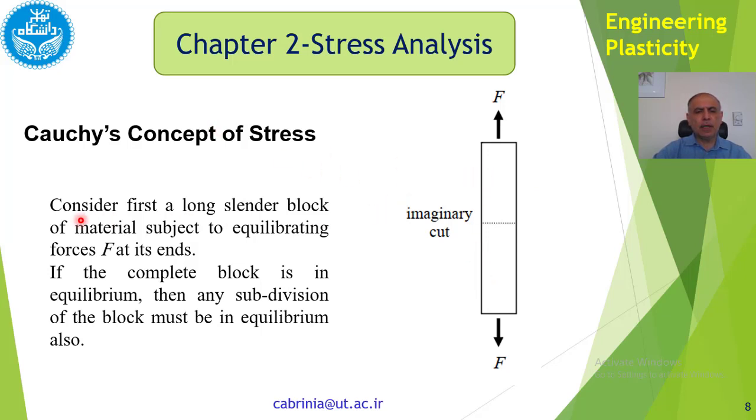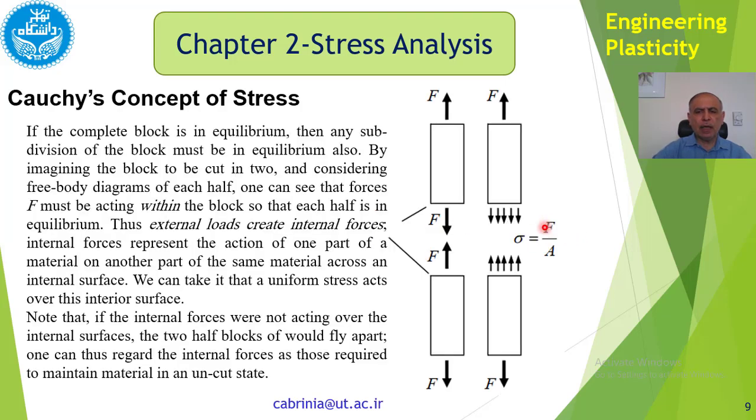Then Cauchy says that if the complete block is in equilibrium, then any subdivision of the block must be in equilibrium also. So if we take a division here or there, the plane in here also must be in equilibrium. So he cut it with an imaginary plane like that and reached this figure. So if all of it is in equilibrium, all parts must be in equilibrium.